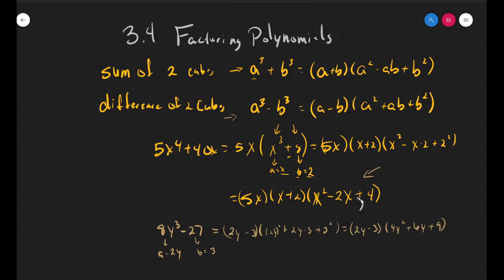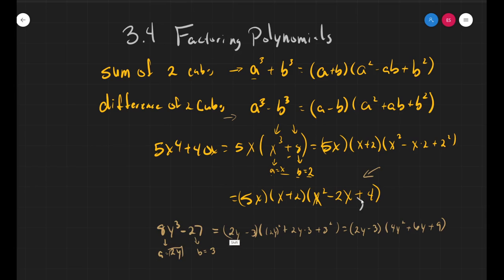All right, hopefully you came up with something like this. If we break this down, we find the cube root of 8y cubed. That's going to be 2y. If we find the cube root of 27, that's going to be 3. So next, we plug those into our formula wherever they apply. And since we are subtracting here, we're going to use this formula.